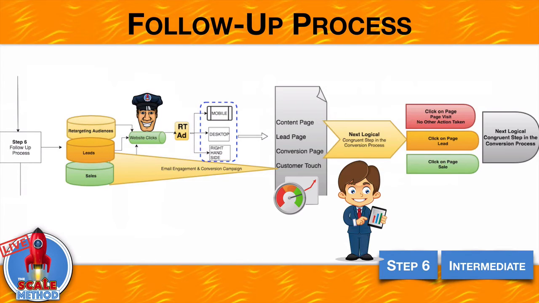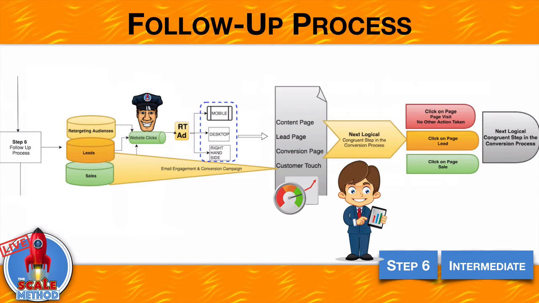Now this content page could be a blog with an opt-in page. It could be a lead page where people can opt in their leads. It could be a conversion page for them to buy, or another customer touch if it's a higher end product that requires a longer sales cycle.